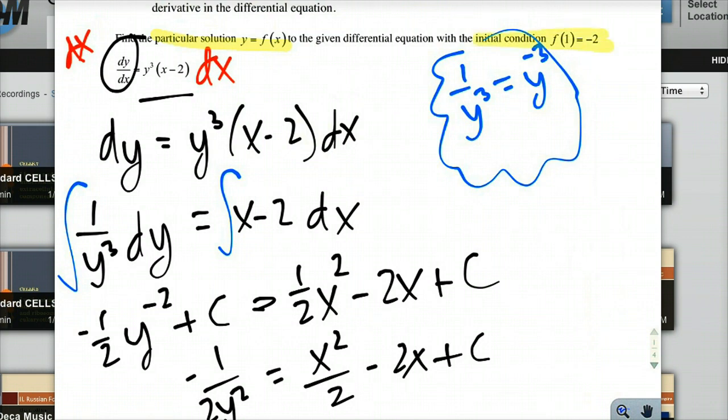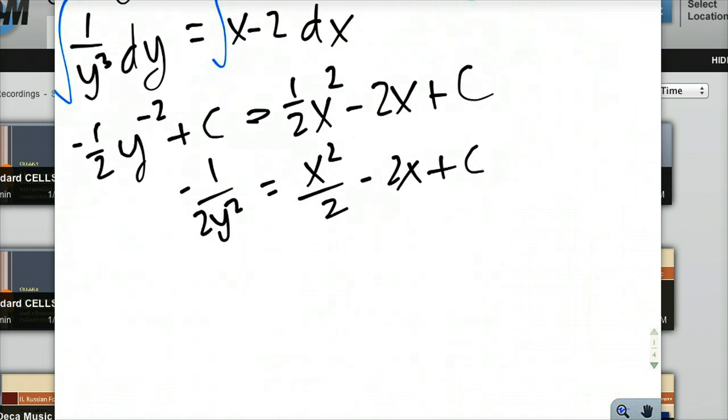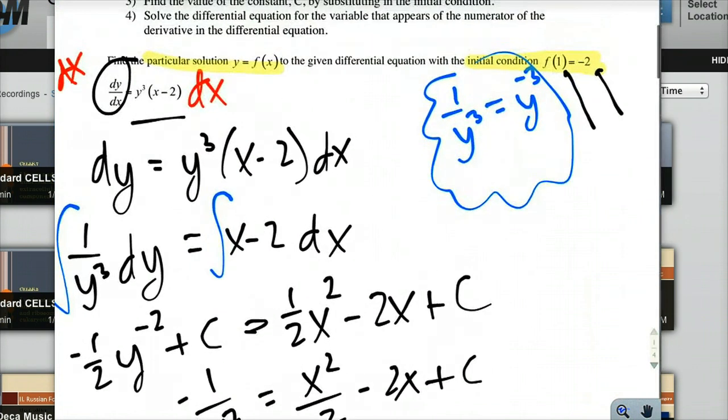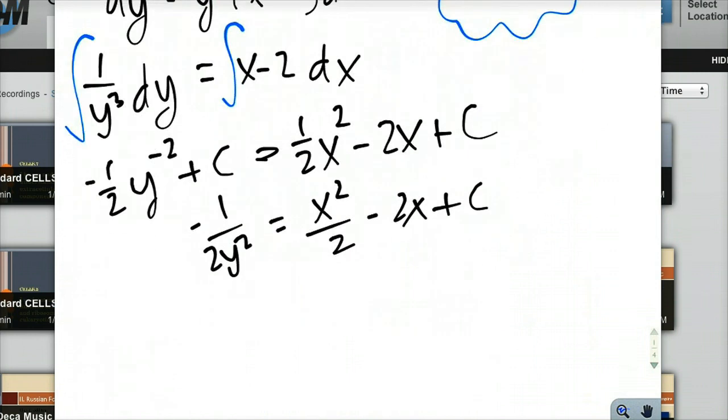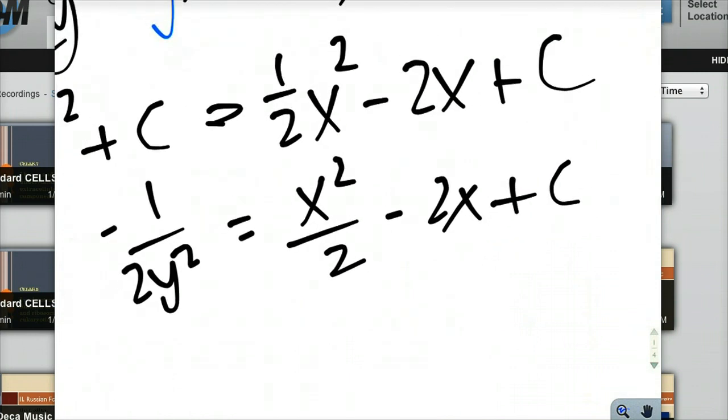So when I say I want an initial condition, or the particular solution, that means I have to solve for c also. In this problem, they give us the x coordinate and the y coordinate, so I can solve for c. Going back to my initial condition, it says x is 1 and y is negative 2. So I'll go back to my problem and plug in x as 1 and y as negative 2.